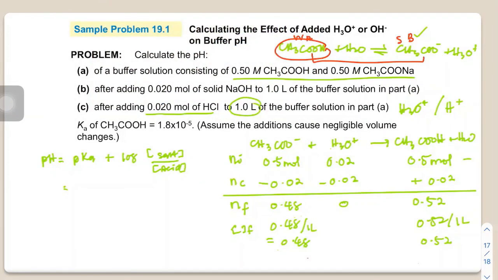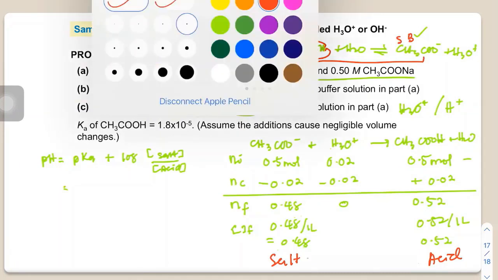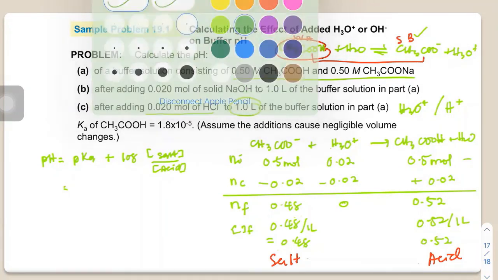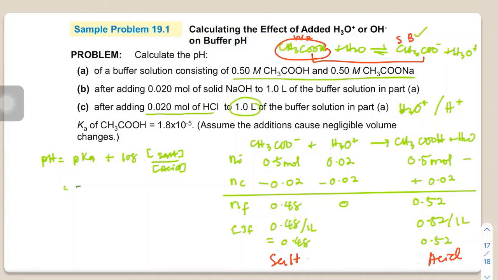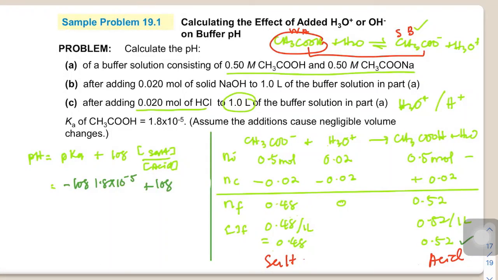So to calculate the pH, identify acetate is our salt and this is our acid. So just plug in the values in our equation. So this equation, pKa, negative log 1.8 times 10 negative 5, plus log 0.48 over 0.52, so it is equal to 4.71.